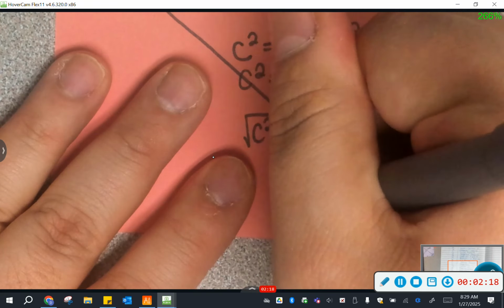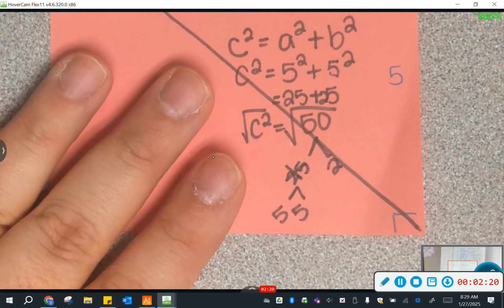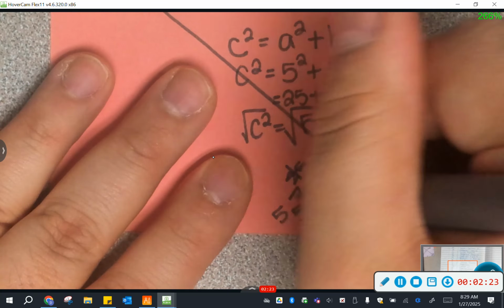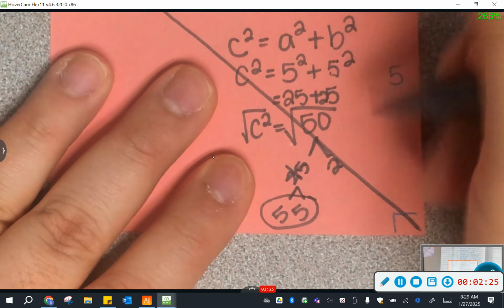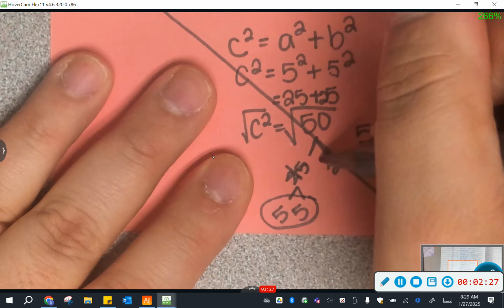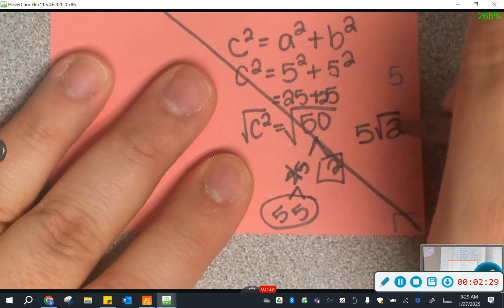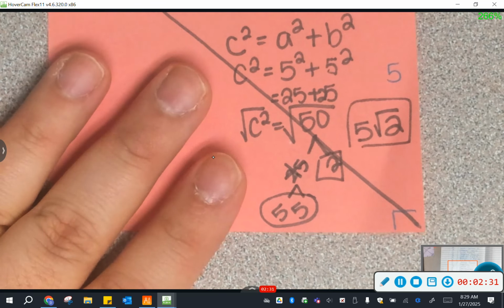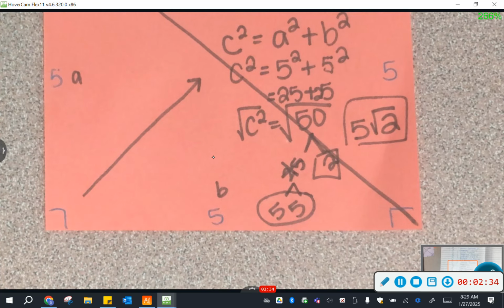5. And what was the rule that we learned? Circle together. Pairs go on the outside, and the lonely one goes. So my answer is 5 square root of 2. Y'all okay with that? Yes.